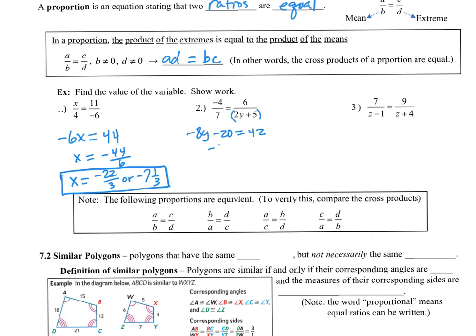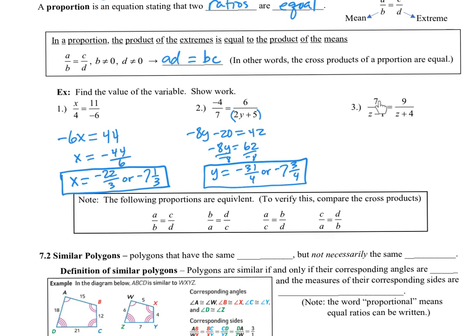I'm going to add 20 to both sides, so I'd have negative 8y equals 62. Divide both sides by negative 8, and we get that y is equal to negative 62 eighths, which reduces to negative 31 fourths. Or if you prefer it as a mixed numeral, it'd be negative 7 3/4, but there's no need to do that. You can just leave it as that improper fraction. Okay, let's do one more.